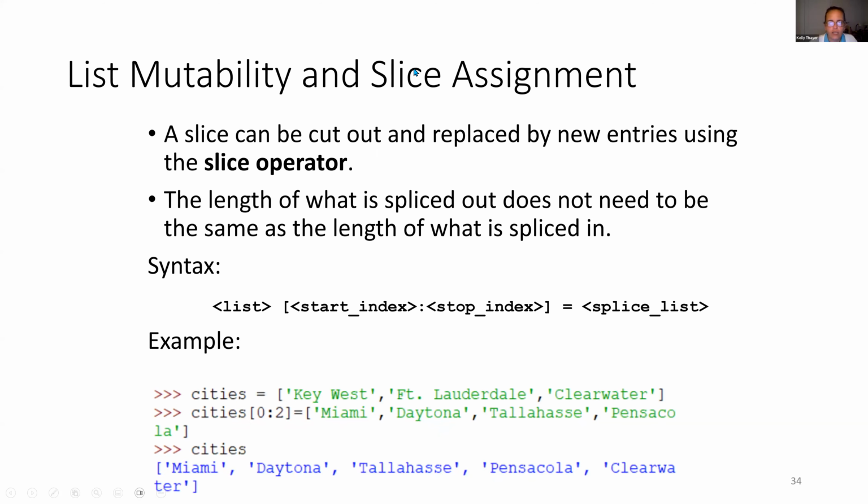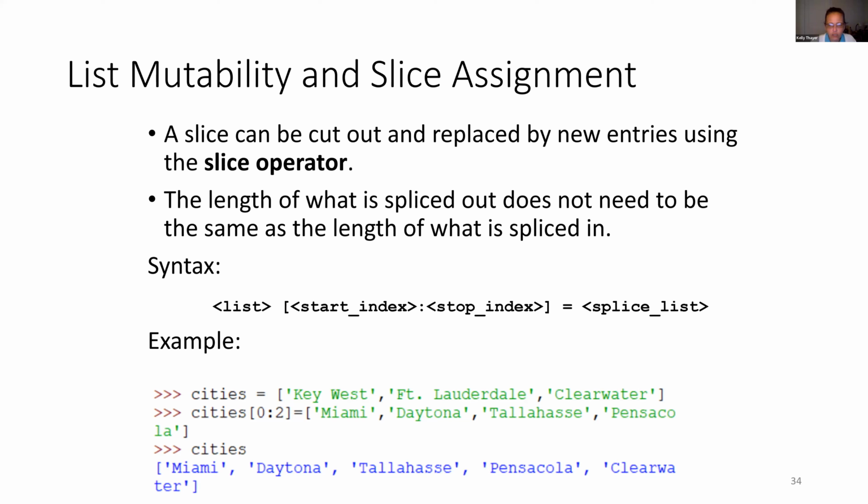You can also do slice assignment. A slice can be cut out and replaced by new entries using the slice operator. The length of what is spliced out does not need to be the same length as what is spliced in. So you can do a list of, and then you have a start index, a colon, and a stop index equals the splice list.